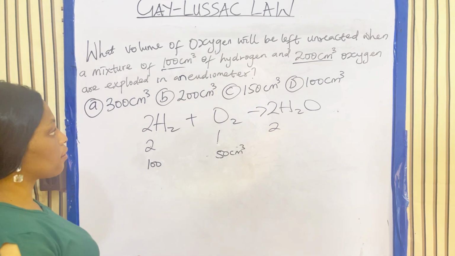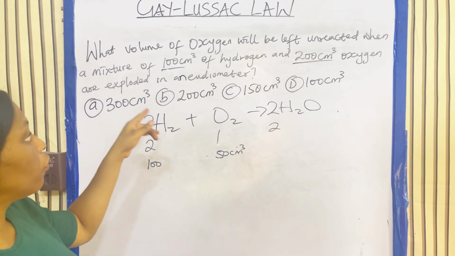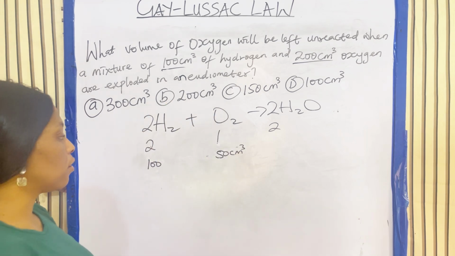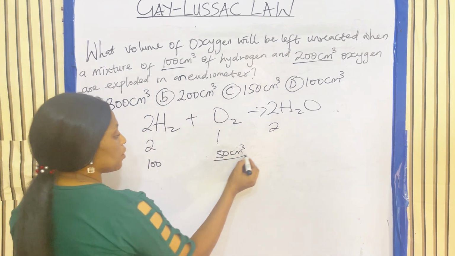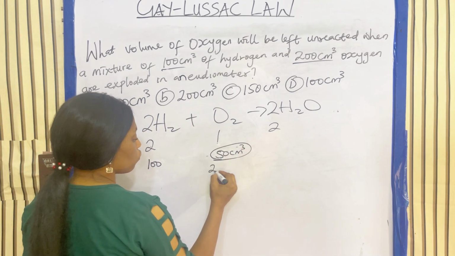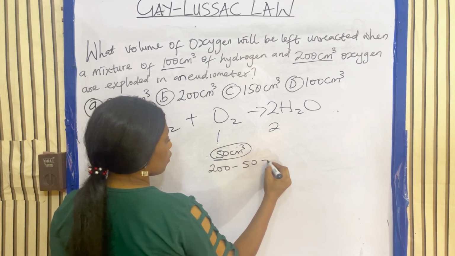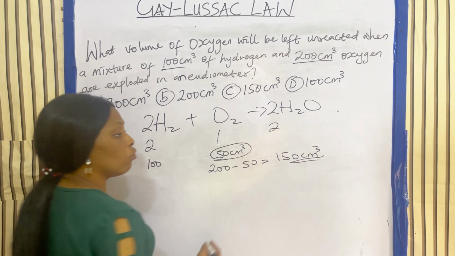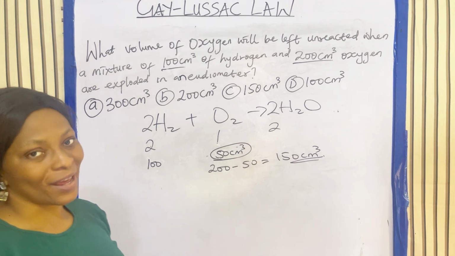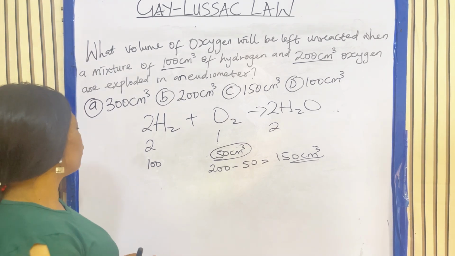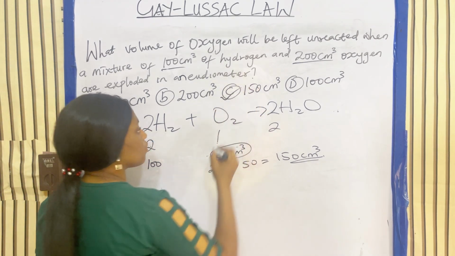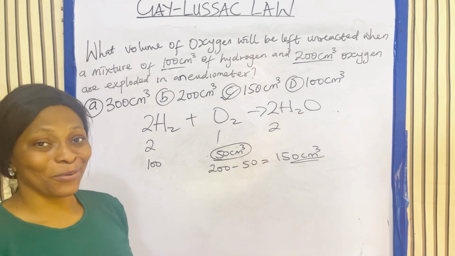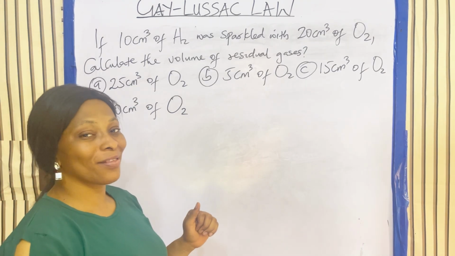So what is the next thing to do? The question said, what volume of oxygen will be left unreacted? So from this, that means 50 was used. So 200 minus 50, the one that was unused was what? 150 cm cube will be left unreacted according to the question. So the answer to this question is what? C. Isn't that simple?